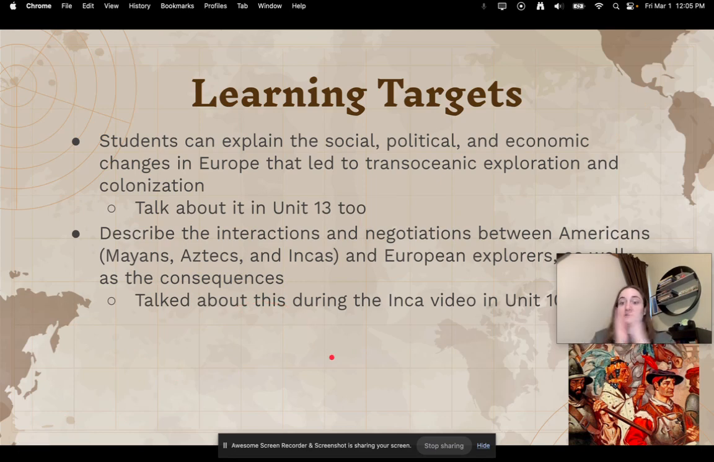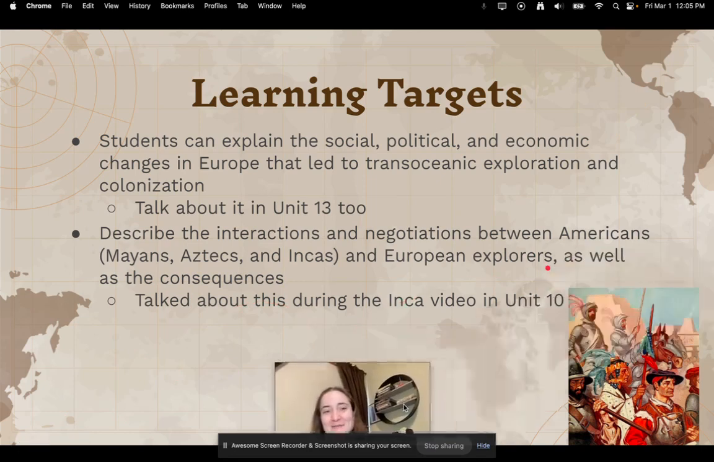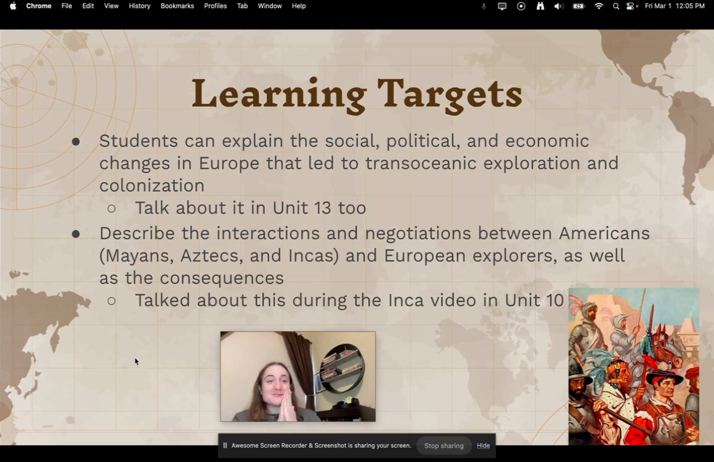So, learning targets. There's a lot of learning targets for this one. Students can explain the social, political, and economic changes in Europe that led to transoceanic exploration and colonization. We'll talk a lot about this in Unit 13 as well. Also to describe the interactions and negotiations between the Americans, like the Mayans, Aztecs, and Incas, and European explorers, as well as the consequences. We talked about this a little bit in Unit 10 with the Inca Rebellion video. We'll talk about it a little bit more today as well.